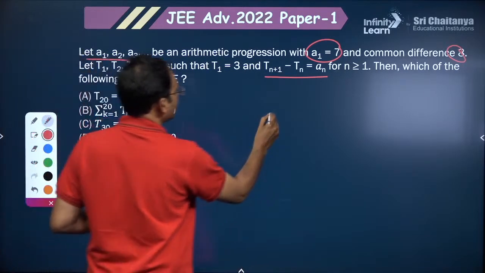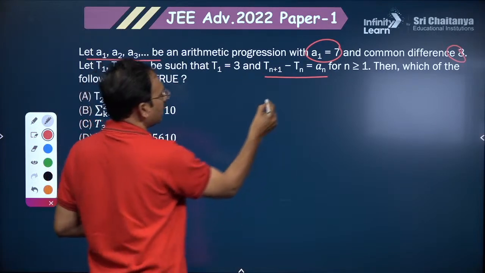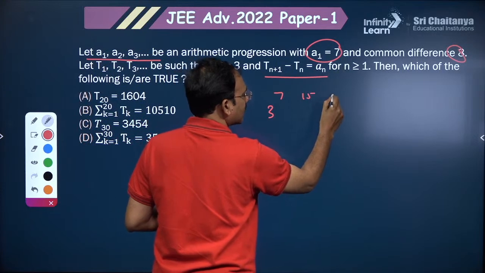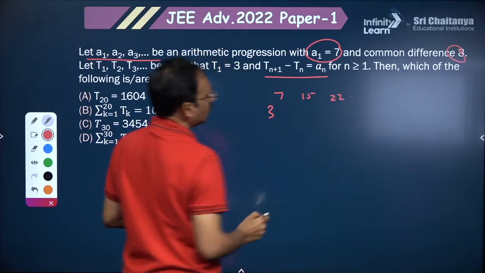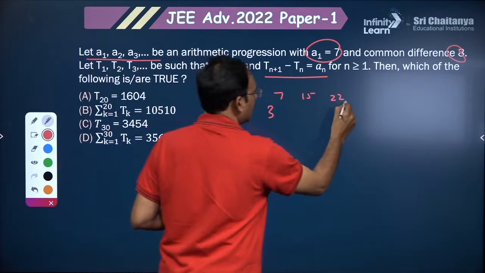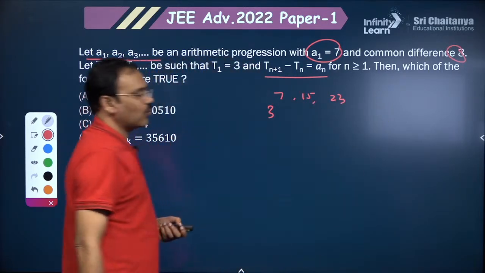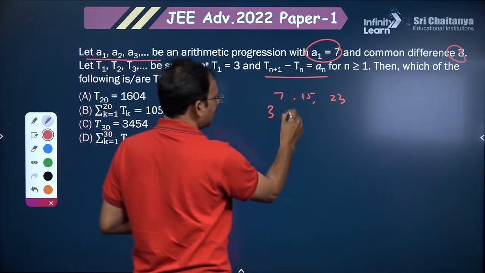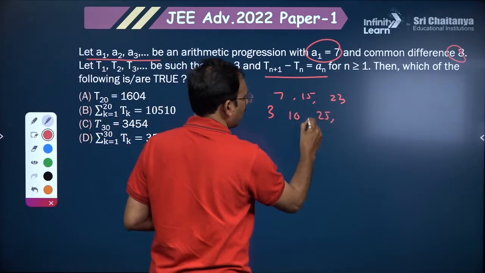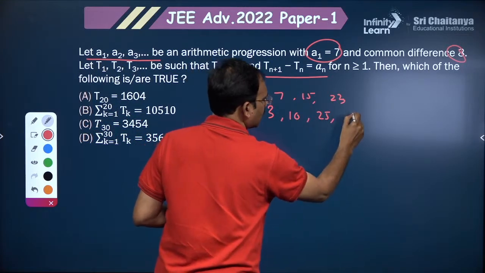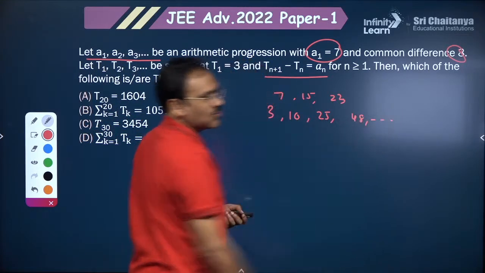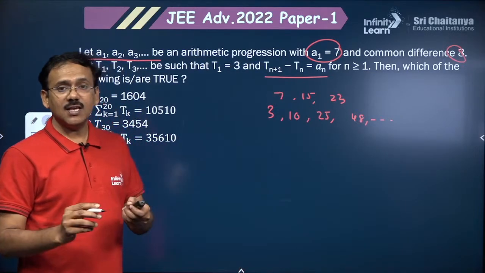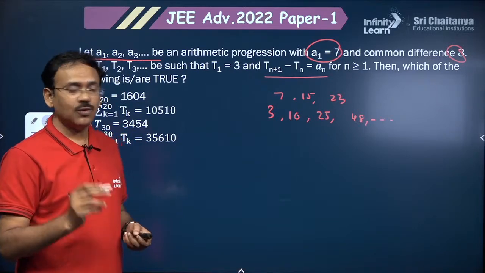The first term is 3, and the AP is going to be 7, then with common difference 8, 15, then 23, and so on. Like this you get the first differences. Can you see the pattern? 3, 3 plus 7 is 10, 10 plus 15 is 25, 25 plus 23 is 48. This is the pattern.